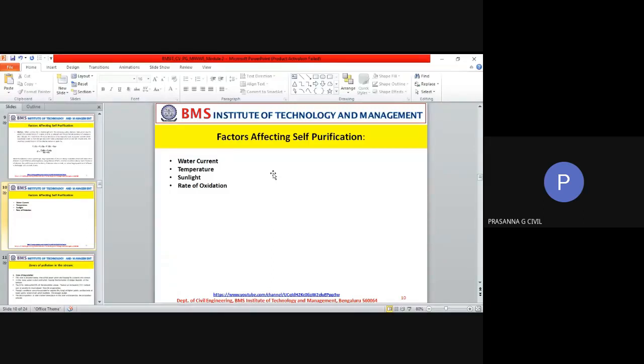But if you have too much algal growth, then you will have a problem called eutrophication. All of you would have heard this in your environmental studies. Eutrophication is a condition where too much algal blooming is caused, which will cause the water body to become choked. But otherwise, the presence of sunlight will help to have a higher concentration of oxygen, and a disinfecting effect in the water body.